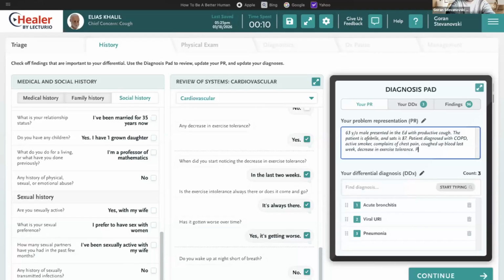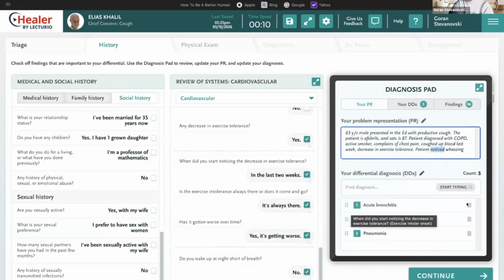Something really important is that the patient noticed wheezing, and we can just add any other symptoms here. Okay. So now that we have this, I think it's good for us to revise our differential diagnosis.